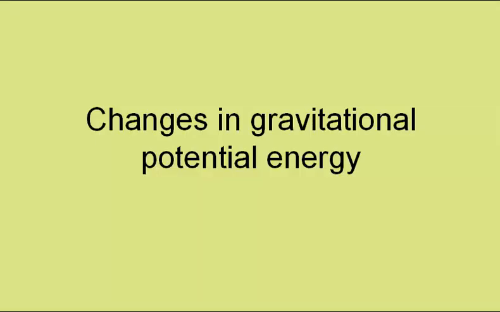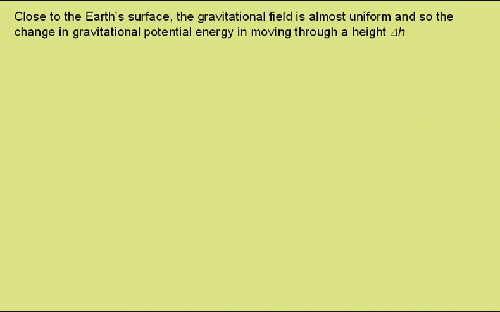Changes in gravitational potential energy. Close to the Earth's surface, the gravitational field is almost uniform, and so the change in gravitational potential energy in moving through a height delta h is simply given by mass times gravitational field strength g times delta h.